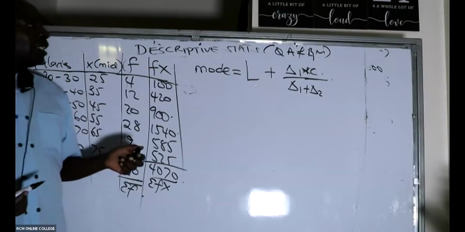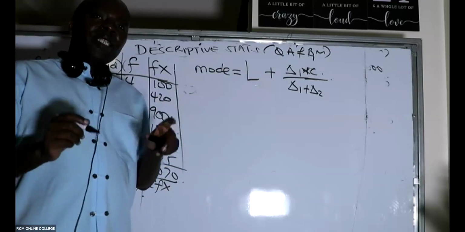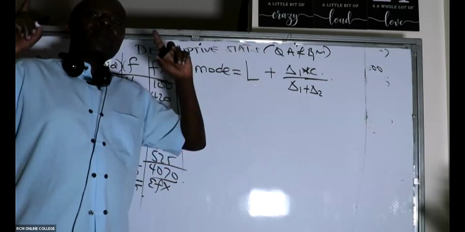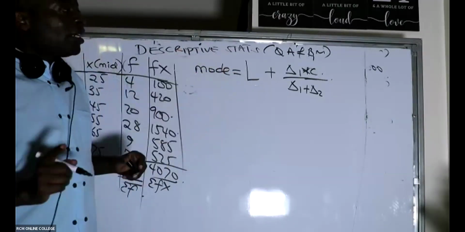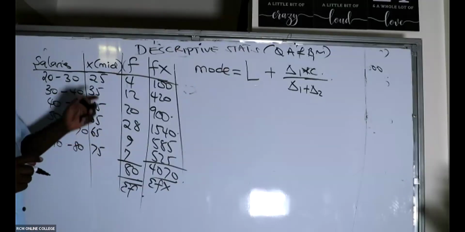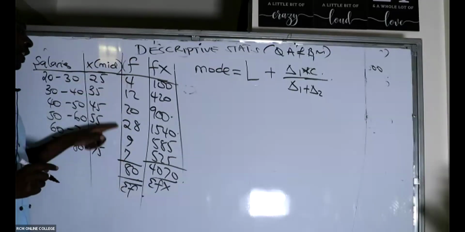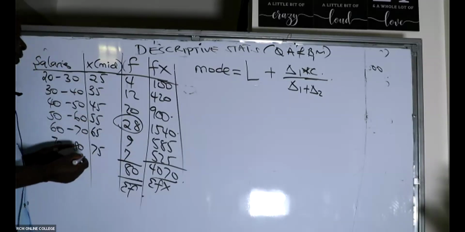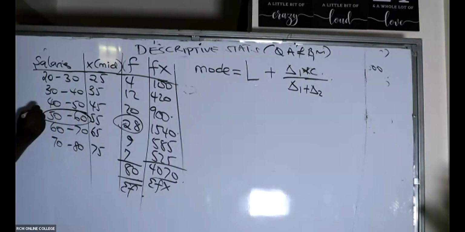Now, the most important thing that you're supposed to remember is that mode, by definition, is that statistical value that occurs most frequently, whose frequency is the highest. So if that is the case, here are our frequencies. With these frequencies, I'm able to see the highest one, which is this 28. So therefore, the modal class is the one that corresponds to this. It means that 50 to 60 is the one that has our mode.